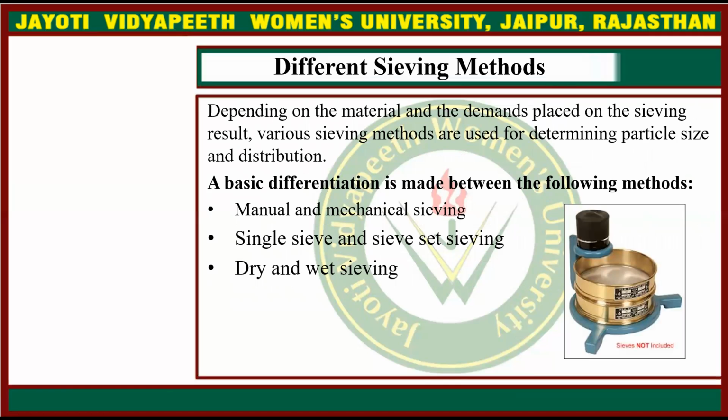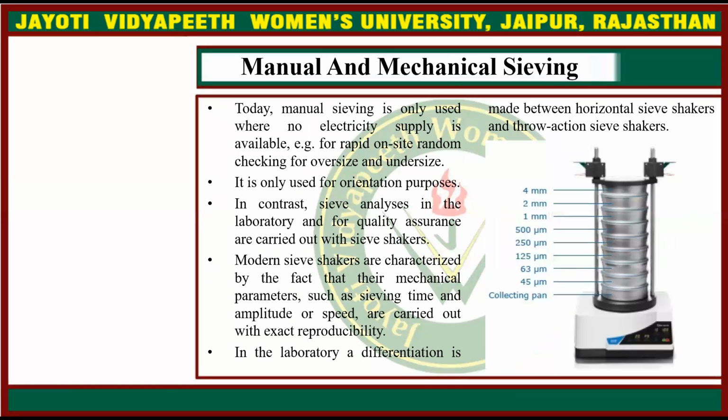Then different sieving methods. Depending on the material and the demands placed on the sieving result, various sieving methods are used for determining particle size and distribution. A basic differentiation is made between the following methods. First is manual and mechanical sieving. Second, single sieve and sieve set sieving, and dry and wet sieving.